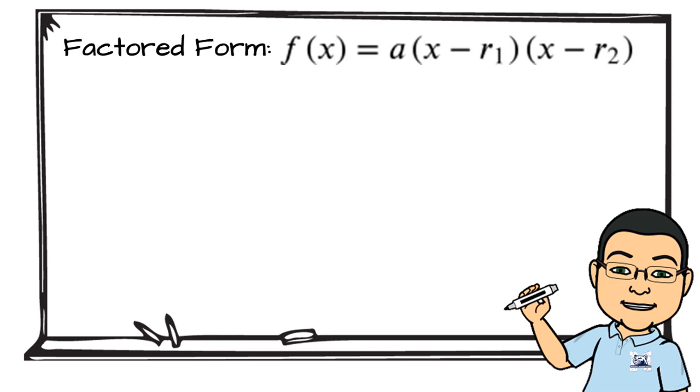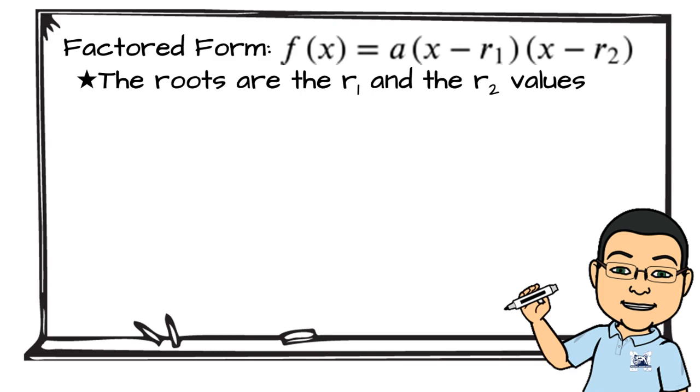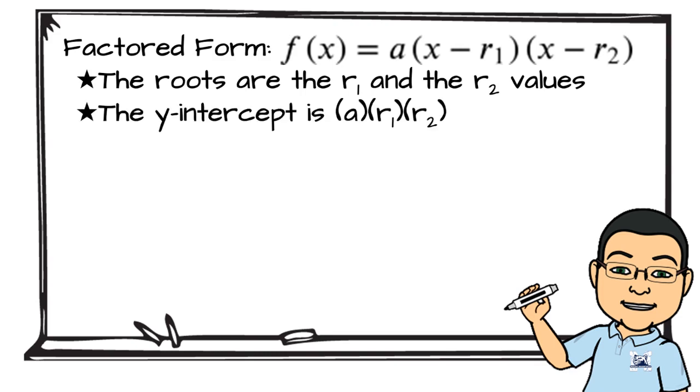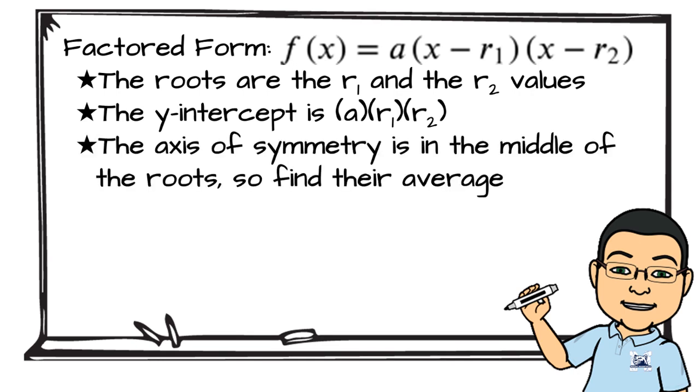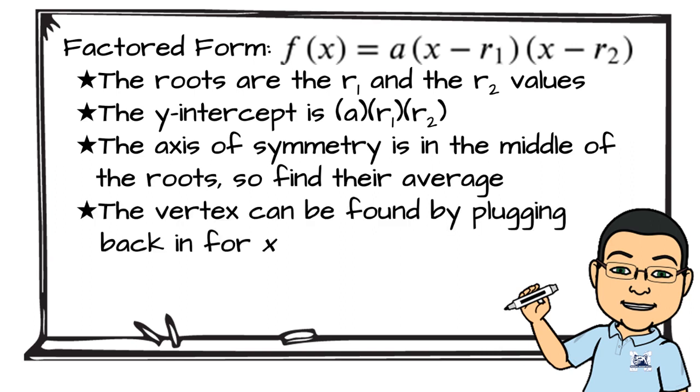In the factored form, it's quite clear what the x-intercepts are right away. That's the r1 and the r2 values. The y-intercept can be found then by multiplying the a times the two roots, right? A times r1 times r2 will give you the y-intercept. And the axis of symmetry, because it splits the parabola in half, will be right in between the roots. So we can find the average of r1 and r2 and plug that in for x to find the output and our vertex.